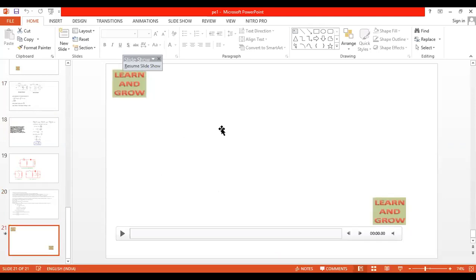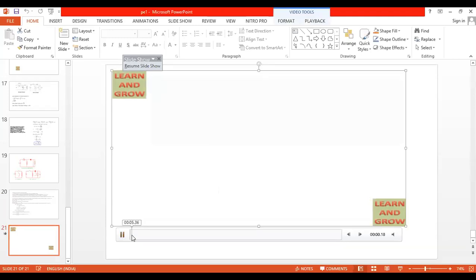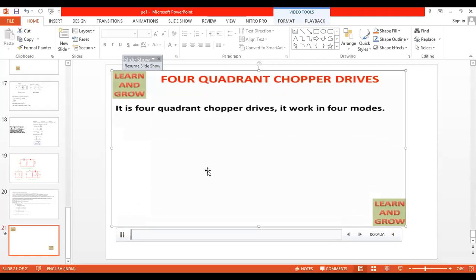So now we are taking the new topic in the chopper. Problems we'll see later on. Next class, 4-quadrant operation of the chopper. All students, this is an expected question, direct theory 1. 4-quadrant operation of the chopper.